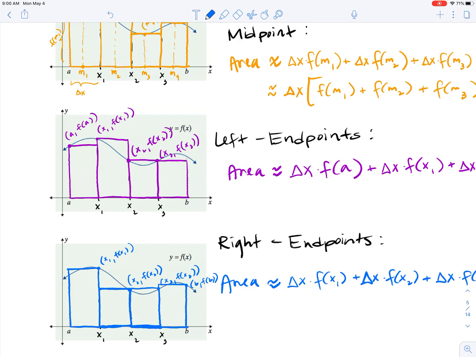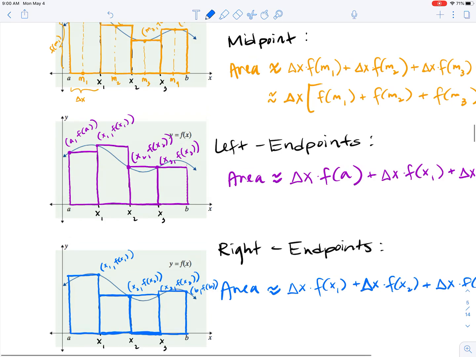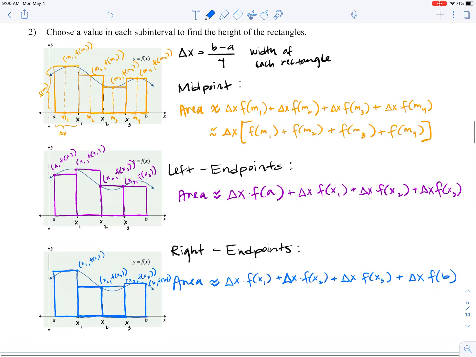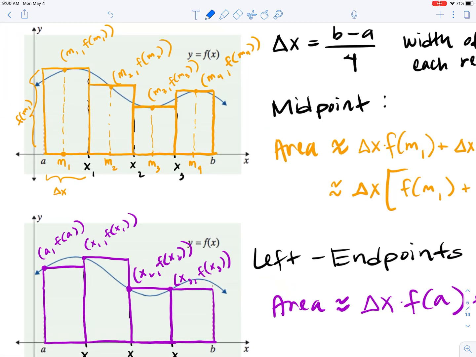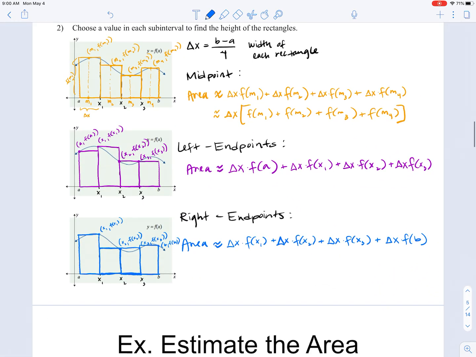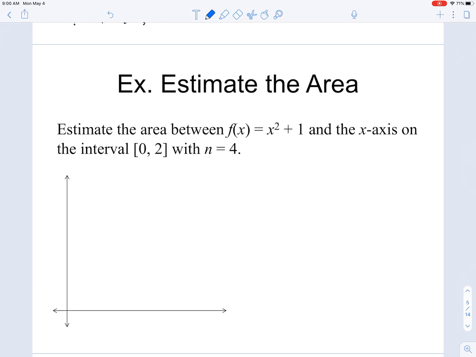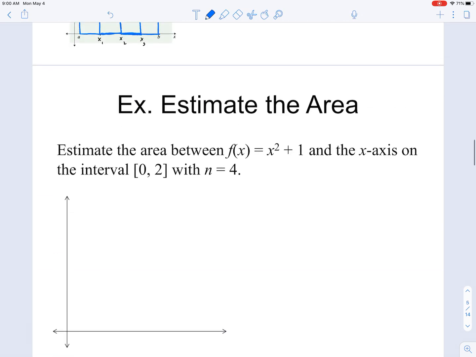Okay, and you could see that none of the endpoints give us an exact area, right? It's an estimate because we're just adding up the areas of rectangles, and those rectangles don't fit perfectly underneath the curve. It does look like, however, that in this case at least, the midpoint is probably the closest to the actual area under the curve.